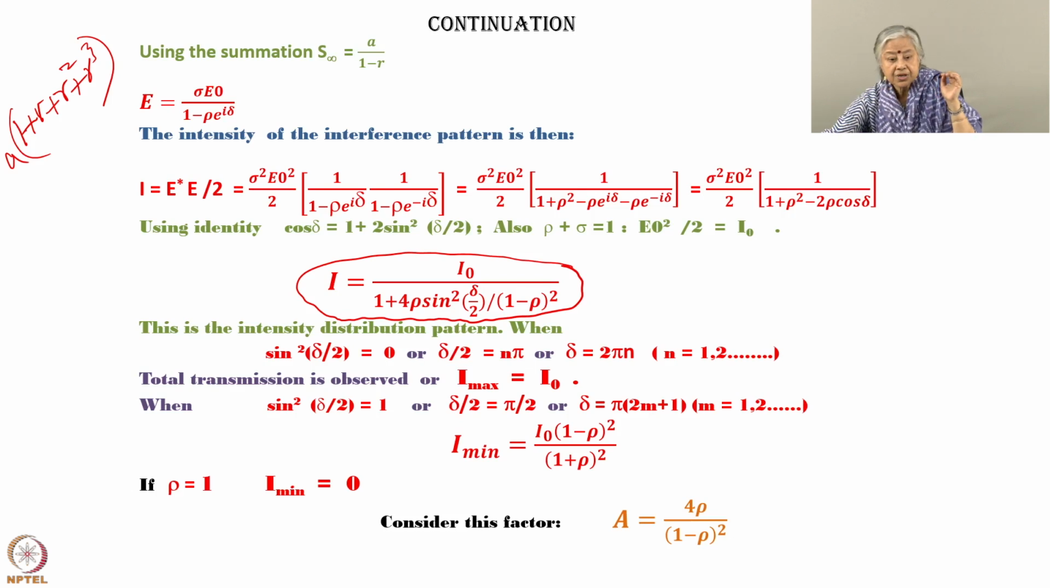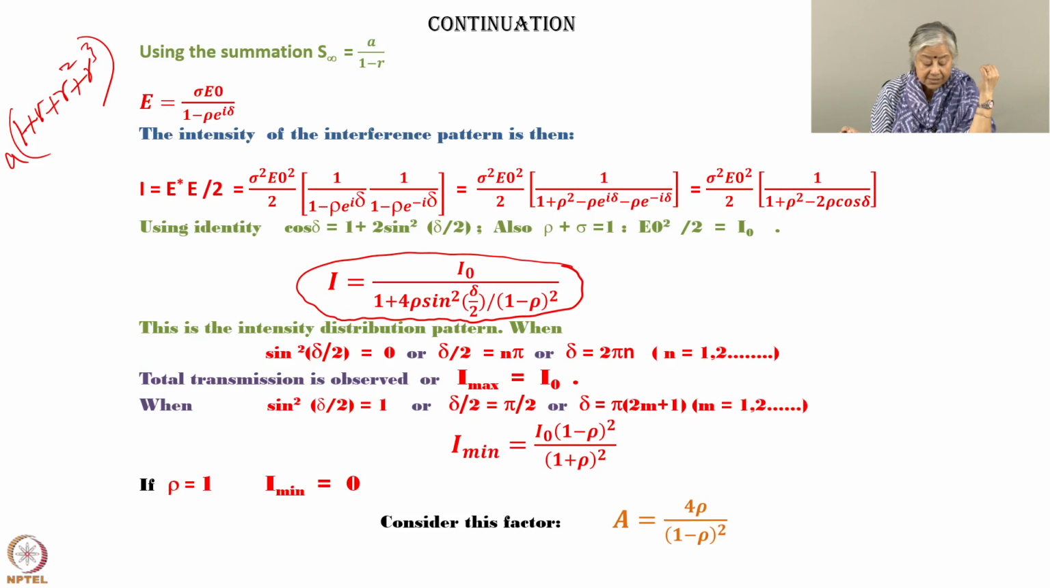So, here what will I minimum be? I minimum will be 0 when rho is equal to 1. That means you have a very good reflectivity, almost 100% reflection. Then I minimum is equal to 0.